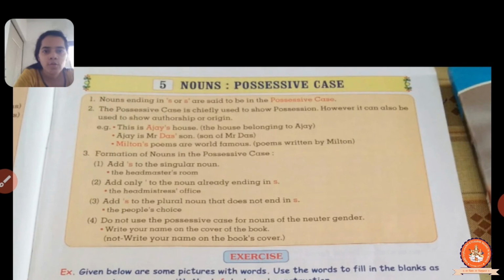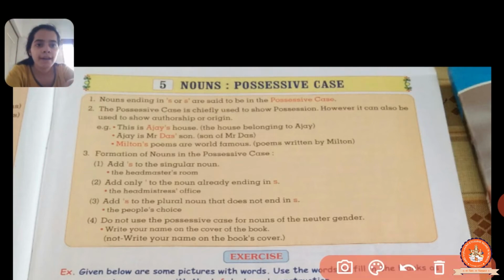So students, here you saw how they have explained the formation of possessive nouns, right? And how we use nouns in the possessive case. Now we will read the formation. There are 4 points given over here. Let's see the first one: add apostrophe S to the singular noun. Whenever we have a singular noun, we put the apostrophe S to show it as the possessive case. For example, the headmaster's room. Here they have just put the apostrophe S at the end of that singular noun.